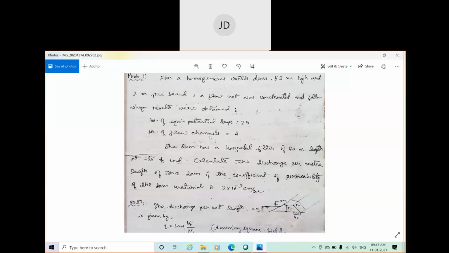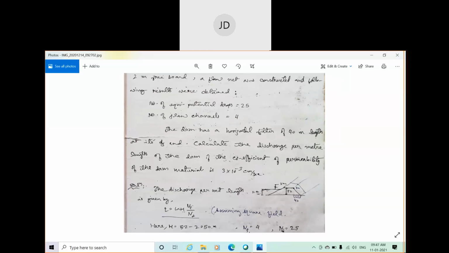Okay, so 4 numbers of flow channels are there and 25 numbers of equipotential drops are there. Regarding equipotential drop and flow channel, it was also discussed in the last class. I guess you have that idea about flow channel and potential drop. Okay, now the dam has a horizontal filter of 40-meter length at its downstream end.